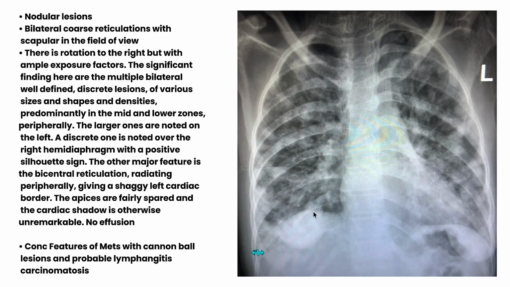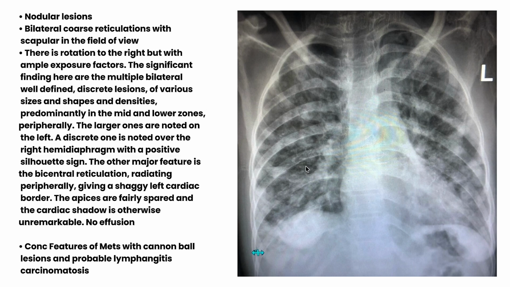Someone probably would say a positive thoracic abdominal sign, which would point to a posterior lesion. The other major feature is the bicentric reticulation radiating peripherally and giving a shaggy heart appearance. Again, I'm trying to describe those other lesions which take up the rest of the chest, and of course we see the shagginess of the heart. Here we conclude that these features are in keeping with metastasis and cannonballs.